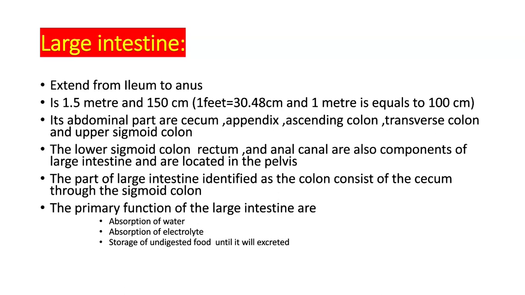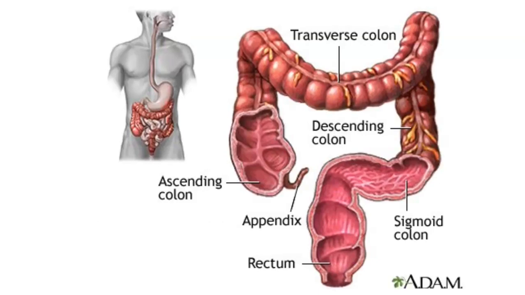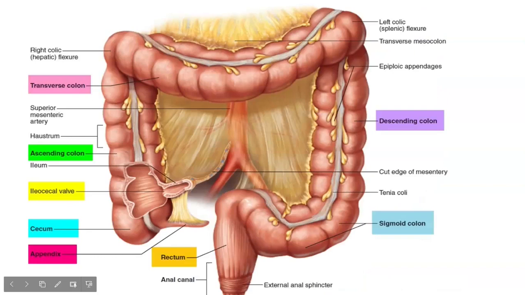The part of the large intestine identified as the colon consists of the cecum through the sigmoid colon. The primary functions of the large intestine are absorption of water, absorption of electrolytes, and storage of undigested food until it is secreted, as you can see here. This is the appendix, this is the cecum, and this is the ascending colon, the transverse colon, the descending colon, the sigmoid colon, the rectum, and then you will have the anus, as you can see here.